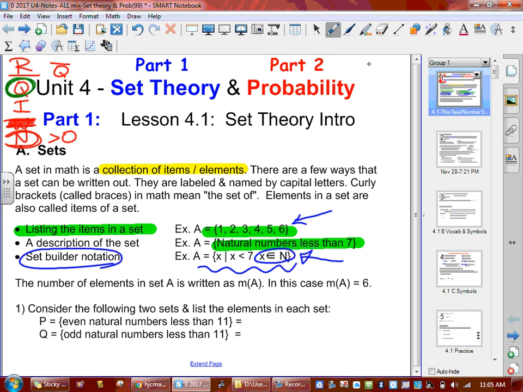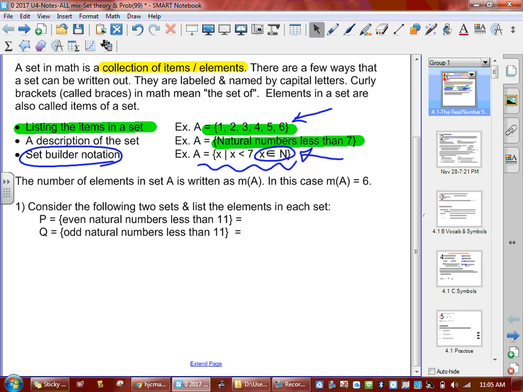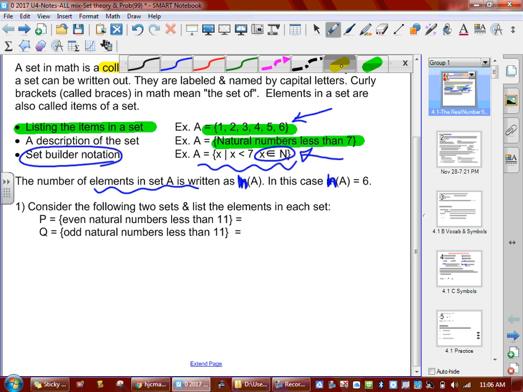Okay, so we're going to do an example here on the bottom. It says, if I wanted to write this out, this one here says the number of elements in set A, I would write it as n(A), not an M. That should be an N. That's a typo there. So in this case, n(A) equals 6. N refers to the number of, okay? The number of elements in the set. Okay, that's what the N refers to.